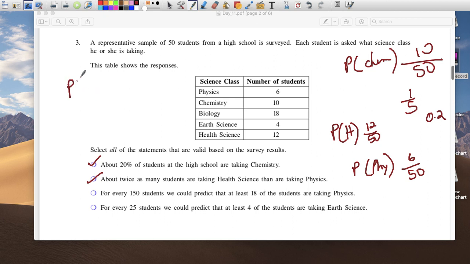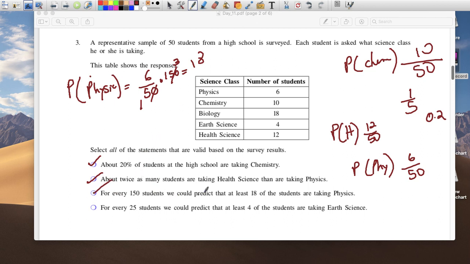Again, the probability of someone taking physics, according to the survey, was 6 out of 50, right? So if we multiply that by how many students are in this high school, 150. 50 divided by 50 is 1, 150 divided by 50 is 3, and 6 times 3 is 18. So if there were 150 students, we can predict that 18 of them would take physics.